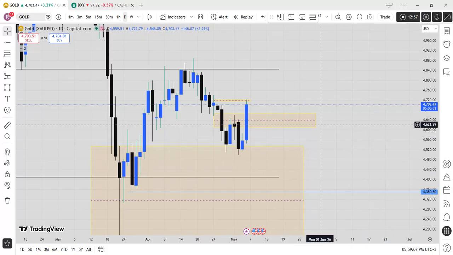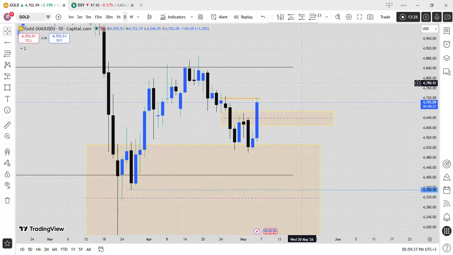Because now you see, on the technical side, we just swept some liquidity here. There's some people who had bought, their stop loss was right here, and some also bought here. Then we had some liquidity right there. They've been stopped out. Then some people also had sold. Their stop loss was right here. They've been stopped out.